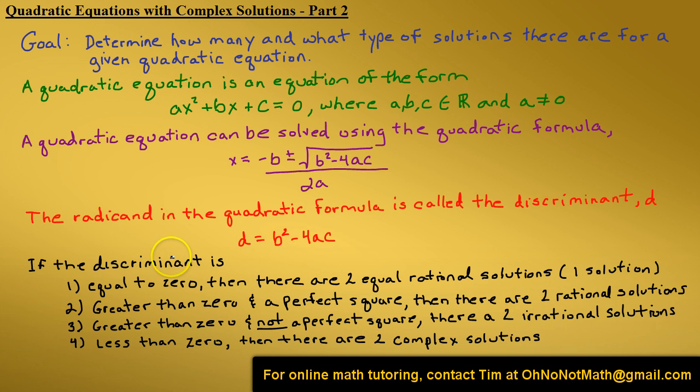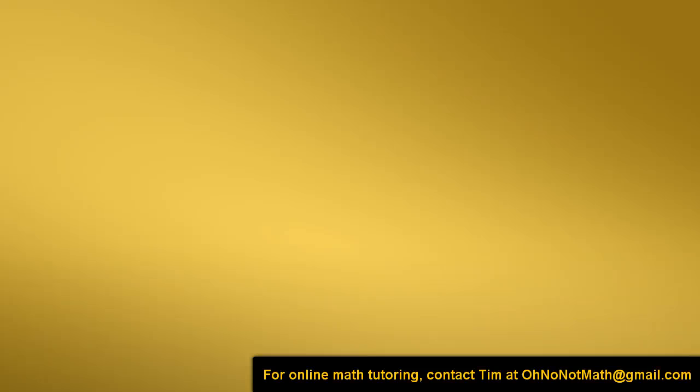So we can look at the discriminant, and if it's equal to 0, then there are two equal rational solutions. They're both the same, so we can say there's one solution. If the discriminant is greater than 0 and it's a perfect square, then there are two rational solutions. If the discriminant is greater than 0 and it's not a perfect square, then there are two irrational solutions. And if the discriminant is less than 0, then there are two complex solutions. So let's do some examples.